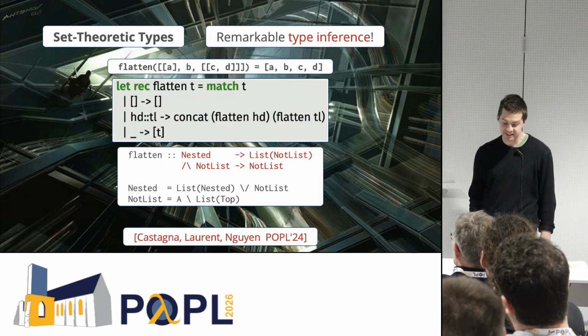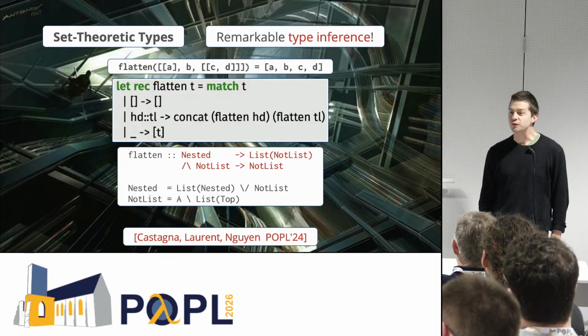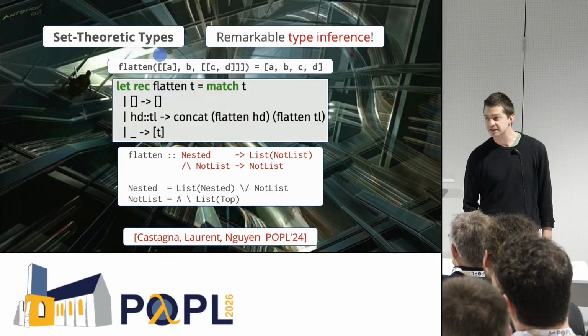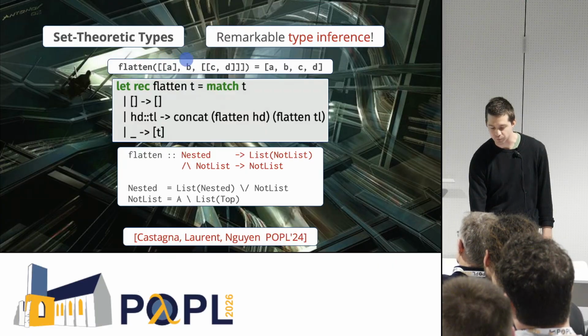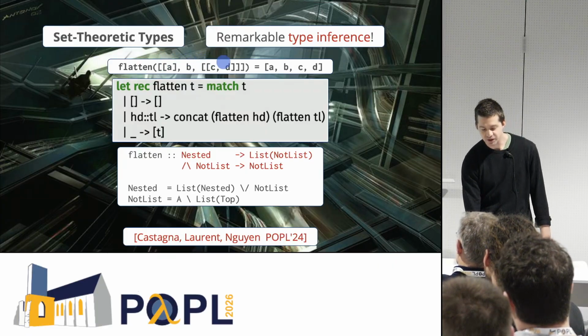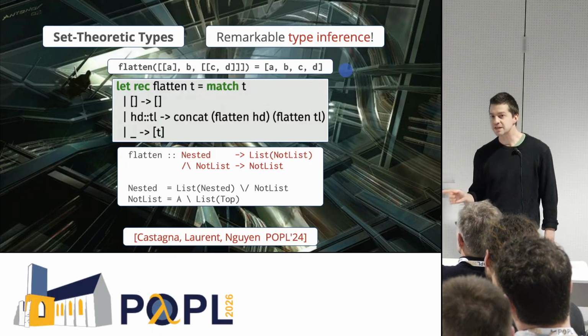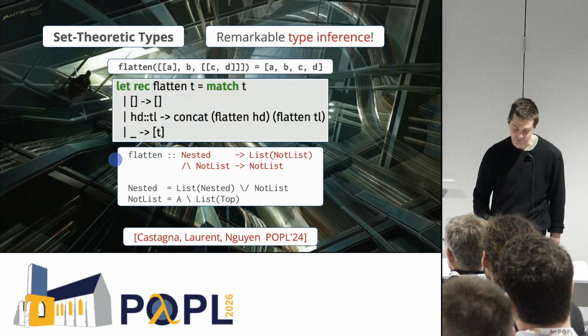And this was amazing to me when I saw this. So POPL 2024, type inference for the flatten function. Flatten is taking in a tree or a nested list. Okay, so we have a list containing the list A and then the symbol B, list CD. We flatten that to just ABCD. And set theoretic types is able to infer a type for this. And it's a complicated type. This takes some time to read.